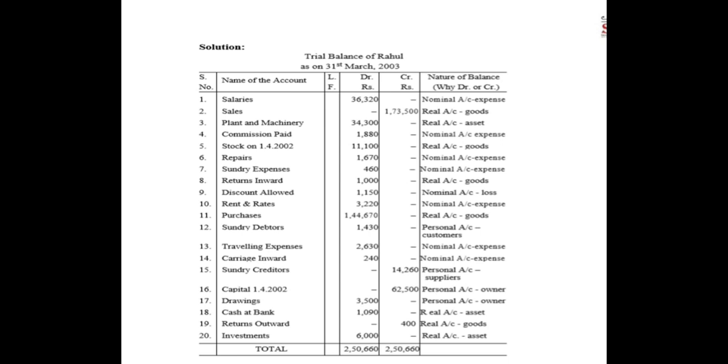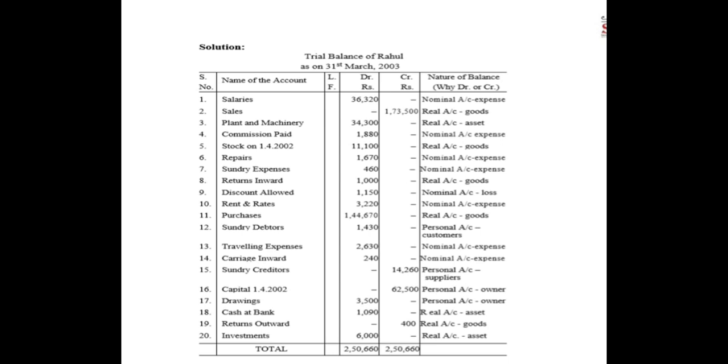Cash at bank should be debited as it comes in the real account, and asset should be debited always. Returns outward means whenever the goods purchased by the company, now the company is giving back to the supplier, means whatever the goods goes out from the business, that should be credited. So here you have written it in credit side. Investments come in the real account, that is the asset, it should be debited.